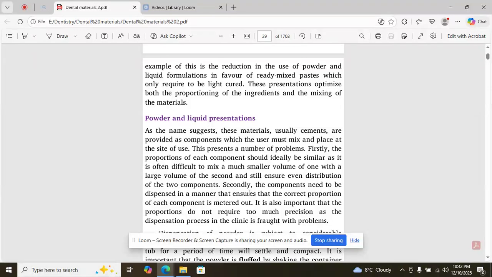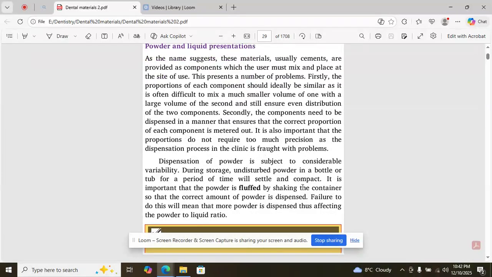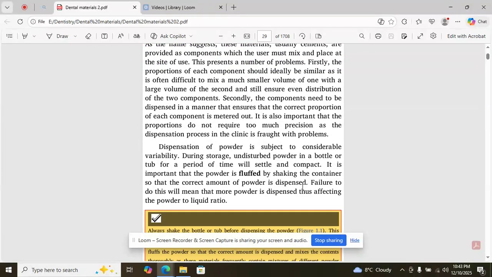Secondly, the components need to be dispensed in a manner that ensures that the correct proportion of each component is metered out. It is also important that the proportions do not require too much precision, as the dispensation process in the clinic is fraught with problems. Dispensation of powder is subject to considerable variability.